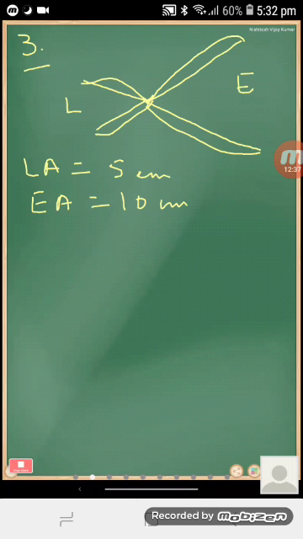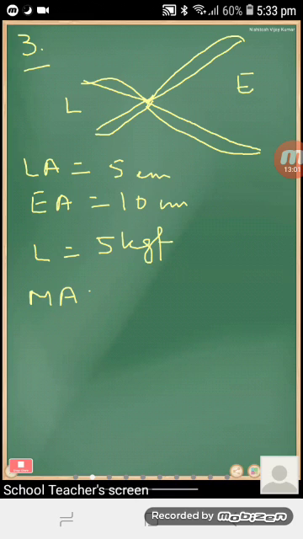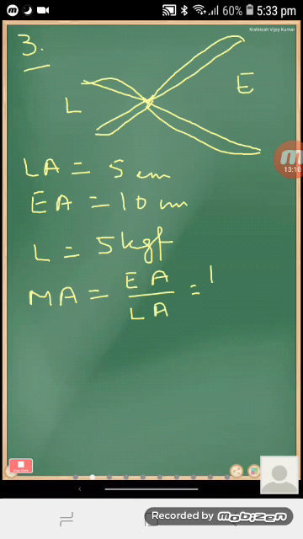Okay, and it is used, a force of 5 kgf is required to cut the metal sheet, and we have to find out what is the effort needed. So load, that is 5 kgf. So first of all, mechanical advantage we have to calculate, that is EA upon LA is equal to 10 upon 5 equal to 2. So you'll find that all these force multipliers are having a mechanical advantage greater than 1.